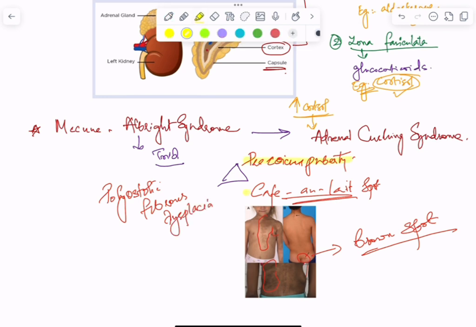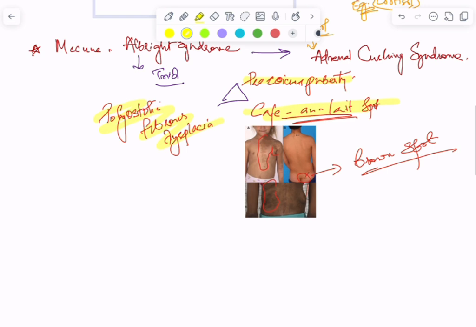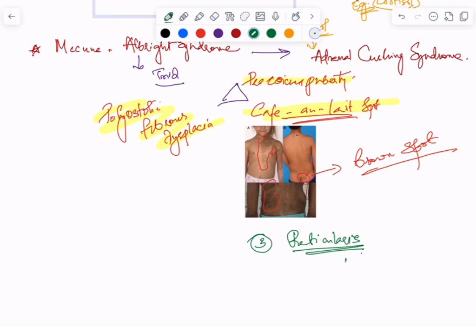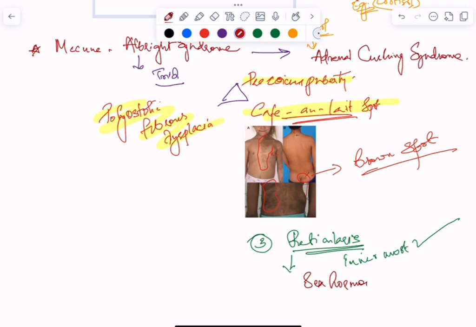I just tell you this as new information here. It's not a topic from the Pheochromocytoma. So the next layer is reticularis. We discussed glomerulosa, fasciculata, and we are going to the next layer. The innermost layer is reticularis. This is very important: this layer produces our sex hormones.